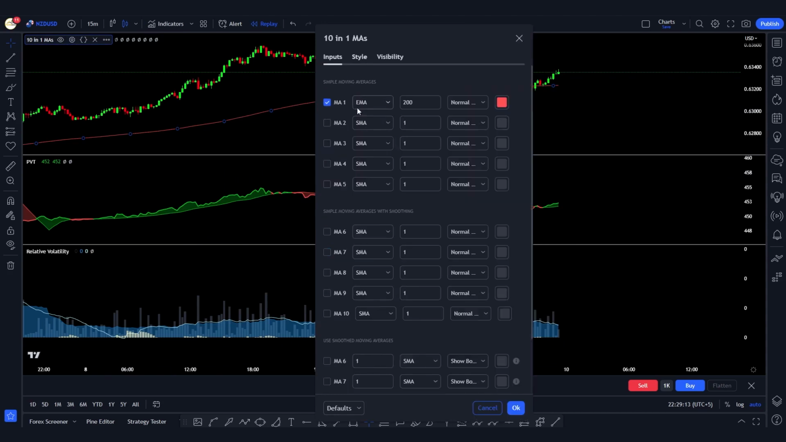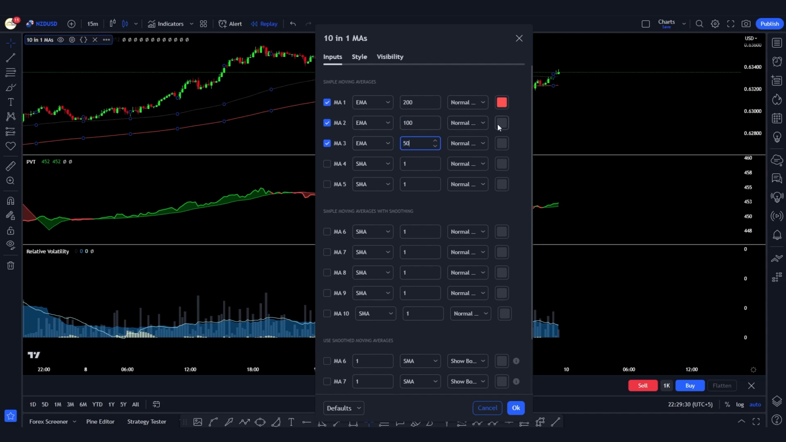First of all, we want to go towards the input tab, and here we're going to turn on MA2 and MA3, and also we're going to change the SMA to EMA so that we are getting the more accurate price information on the chart. And also we're going to change this from 1 to 100, and also we're going to change the moving average 3 from 1 to 50.